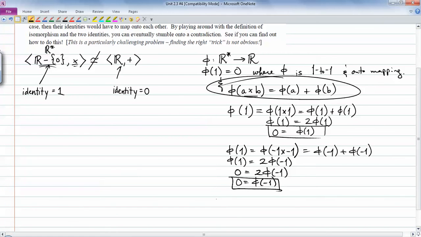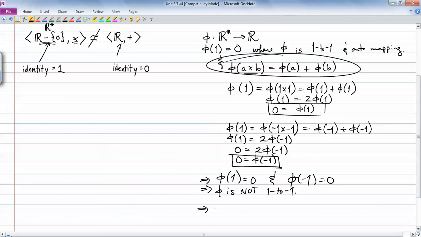Right? So let me write that out a little bit. Phi of 1 equals 0, and phi of negative 1 equals 0. Therefore, phi is not 1 to 1. Therefore, we can say that the two groups are not isomorphic.